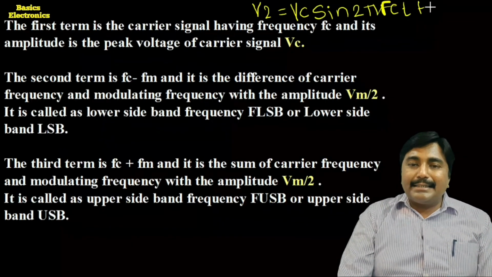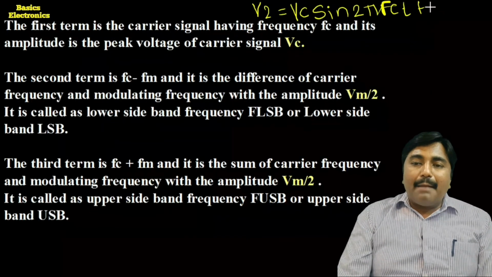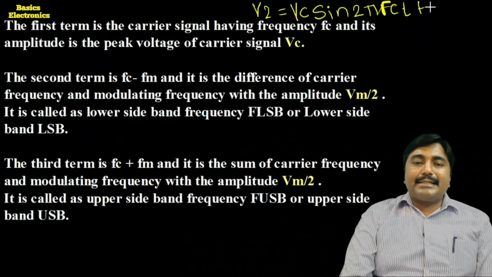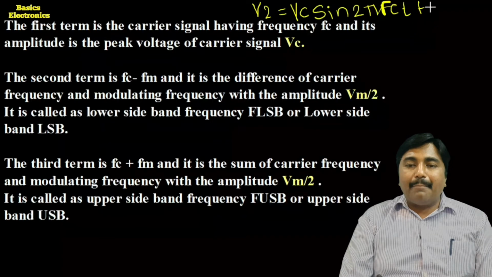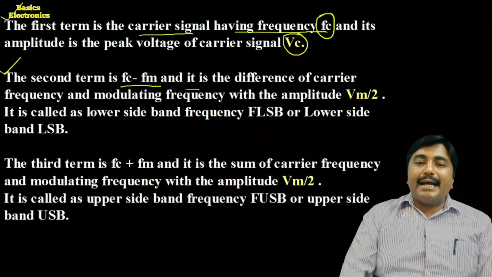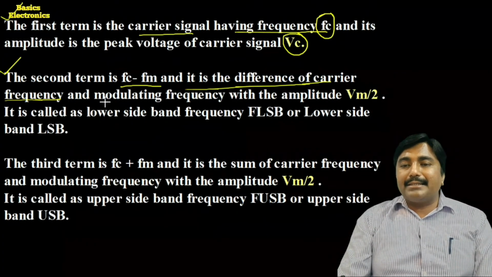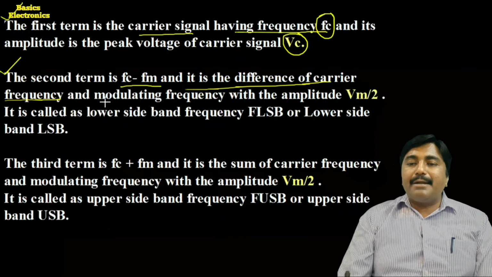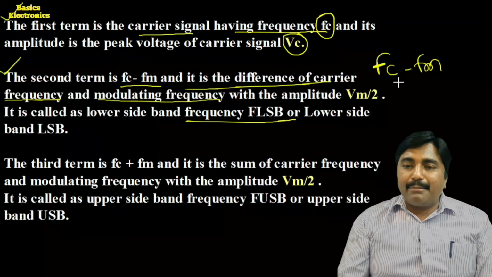The first term is the carrier signal having the frequency fc and its amplitude, or you can say its peak voltage, is Vc. The second term we get is Fc minus Fm. It is the difference of the carrier frequency and the modulating frequency. It is Fc minus Fm. So this we call the lower sideband frequency, FLSB. This is the lower sideband frequency.